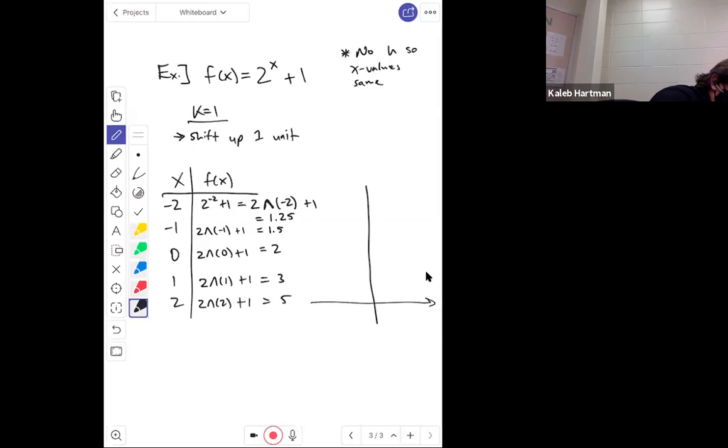Sketching a graph of the function. At negative 2, we're at 1.25, so that is slightly above 1. At negative 1, we were at 1.5, so between 1 and 2. At 0, we were at positive 2. At 1, we were at 3. At 2, we were at 5. Okay?